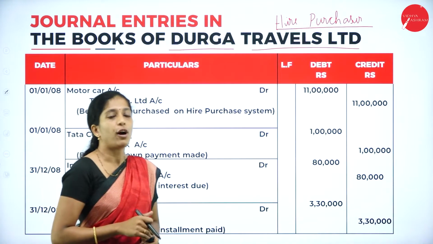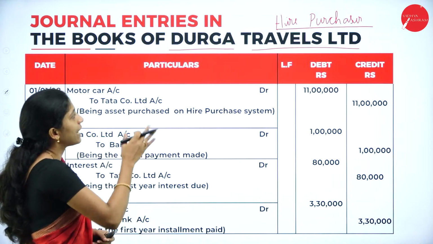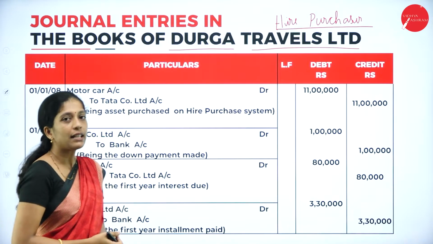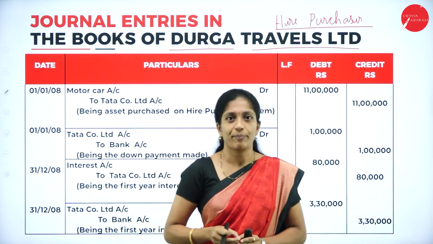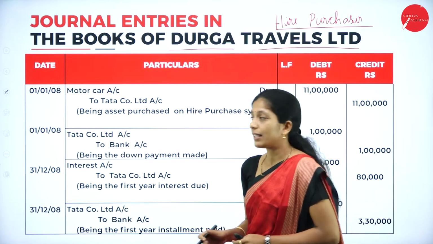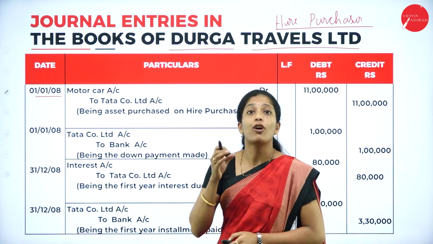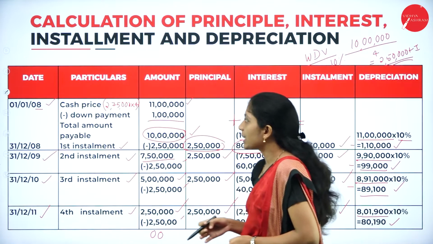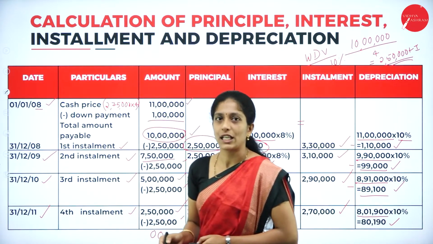So hope you know the format. You will be having date, particulars, ledger folio, debit and credit, right? Now, what is the first entry for receiving the asset? What is the asset here? That is motor car. The date is 1/1/2008, on the date of purchase of asset. They have purchased the asset on 1/1/08.